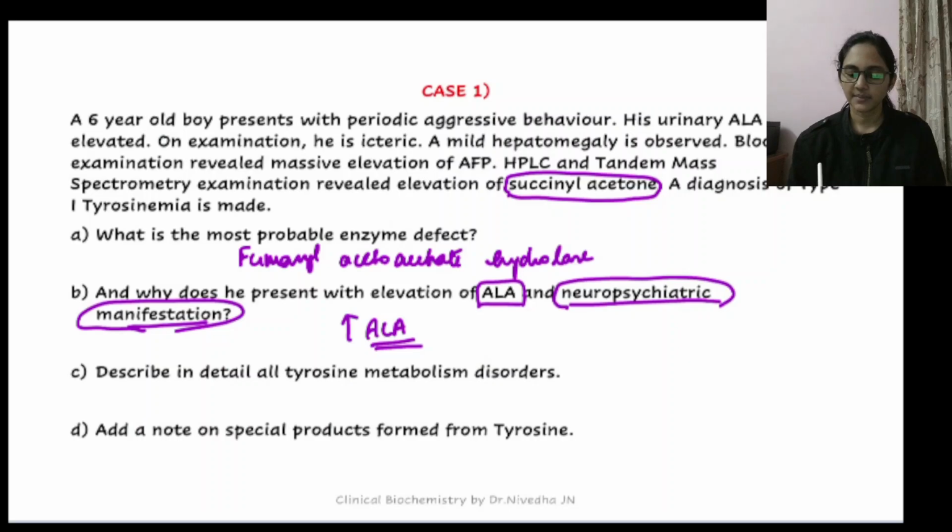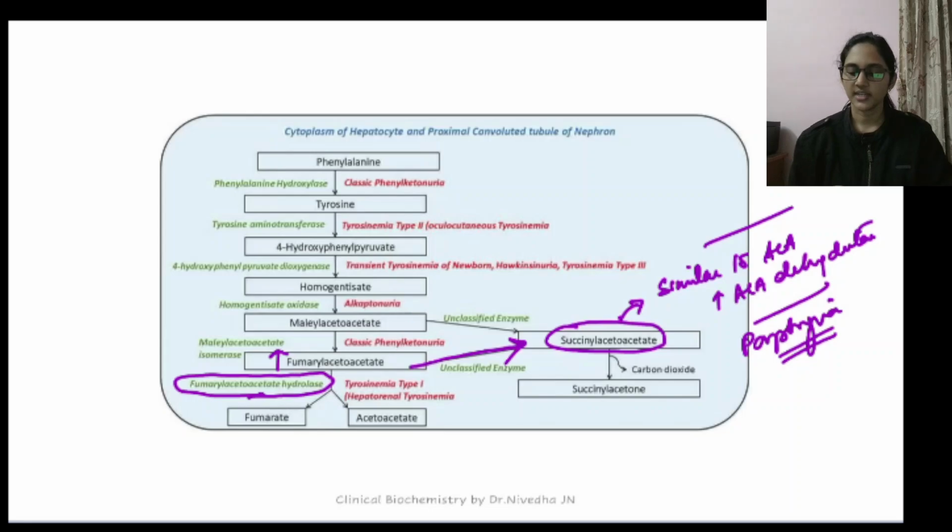Now, describe in detail all the tyrosine metabolism disorders. You need to write down the pathway of tyrosine metabolism and then mark there what disorder each step is associated with.